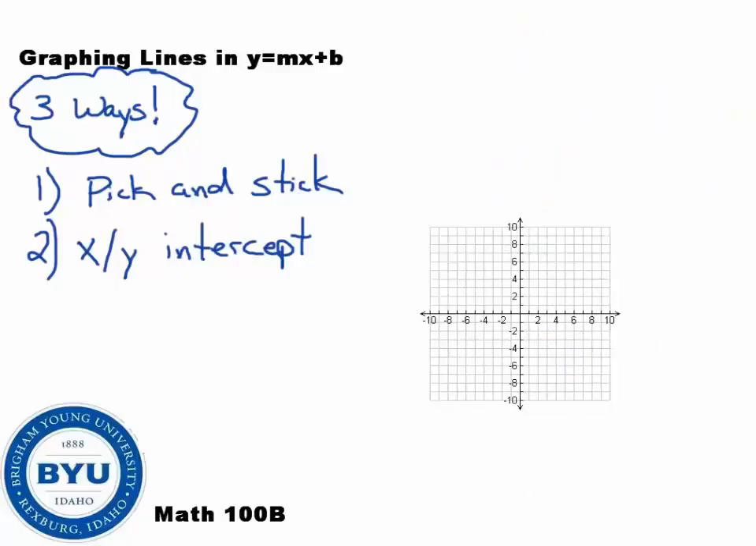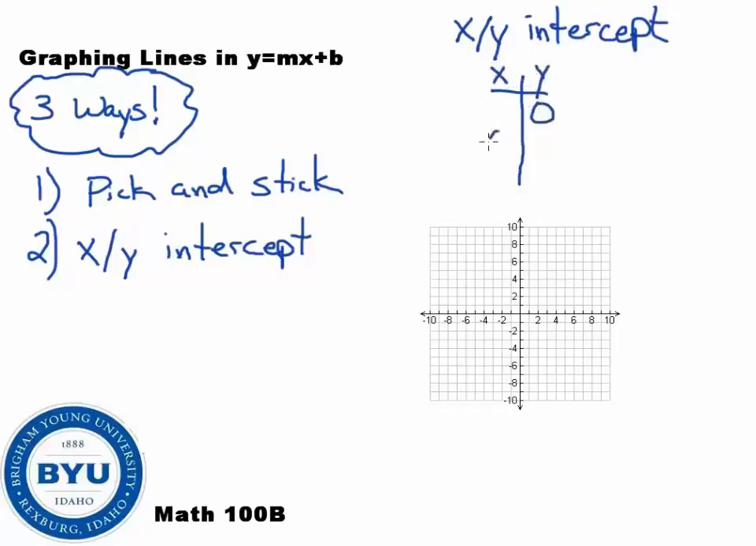The second way we discussed about graphing was using the x and y intercept method, in which you just find the x-intercept and the y-intercept and then graph them. So to find the x-intercept, you simply let y equal 0. And to find the y-intercept, you simply let x equal 0.